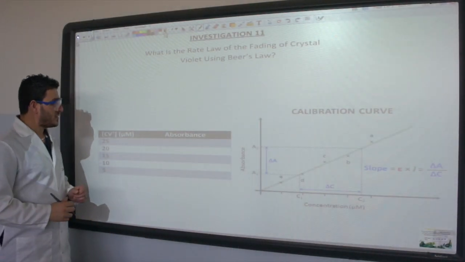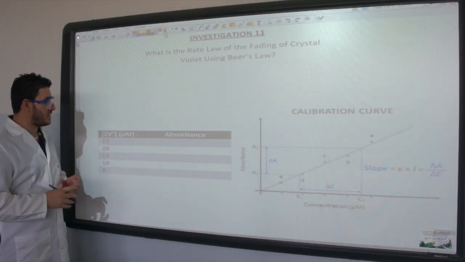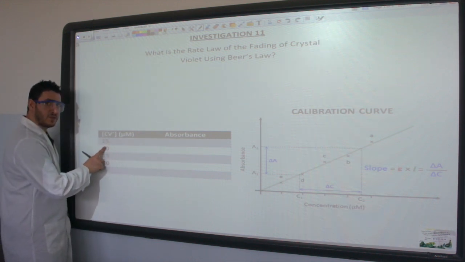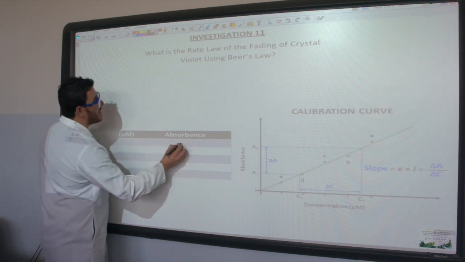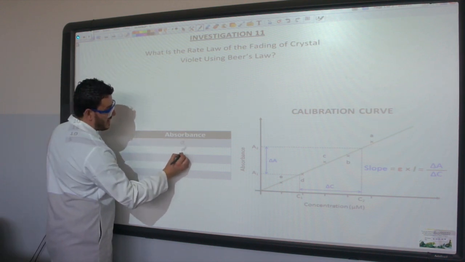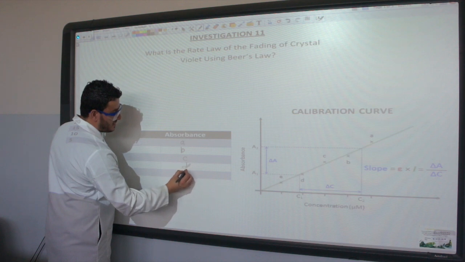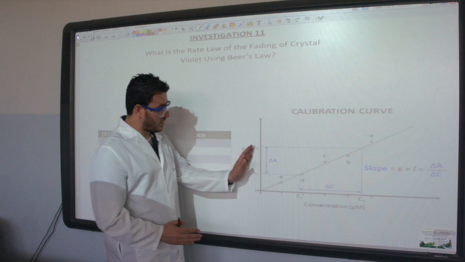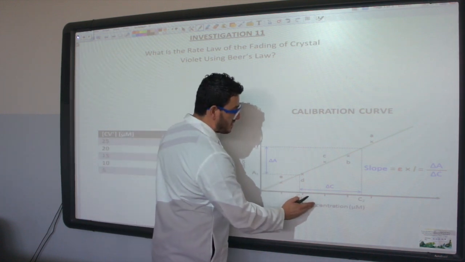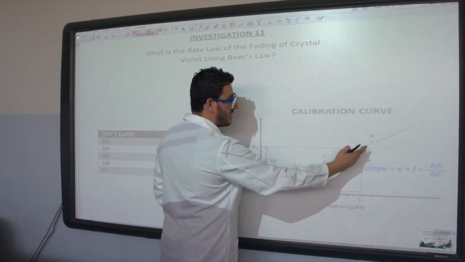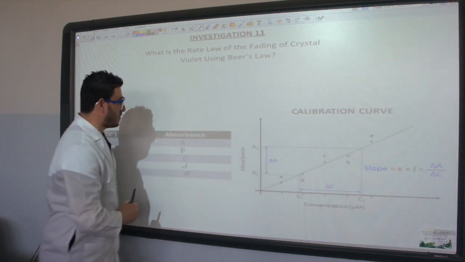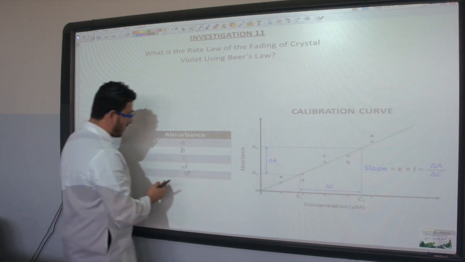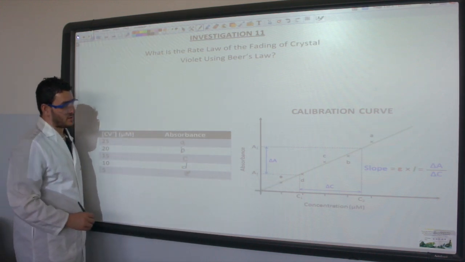Okay, so now that you have finished your experiment, you should have collected the values of absorbance for every concentration from the diluted solution that you have prepared. So say you have collected A, B, C, D, E. Then you take these values and you can construct a curve which is absorbance versus concentration. As you can see, A has the highest absorbance because it corresponds to the highest concentration, and E has the lowest absorbance because it's for the lowest concentration.